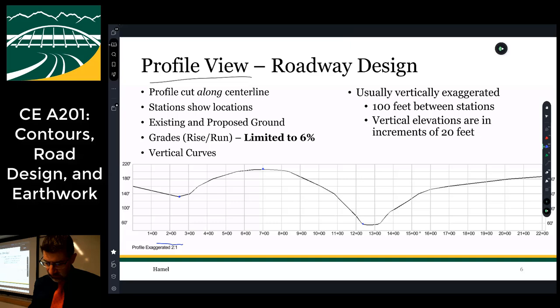One thing to notice here is that it is exaggerated 2 to 1, meaning, for every foot length, right? This is 100 feet.